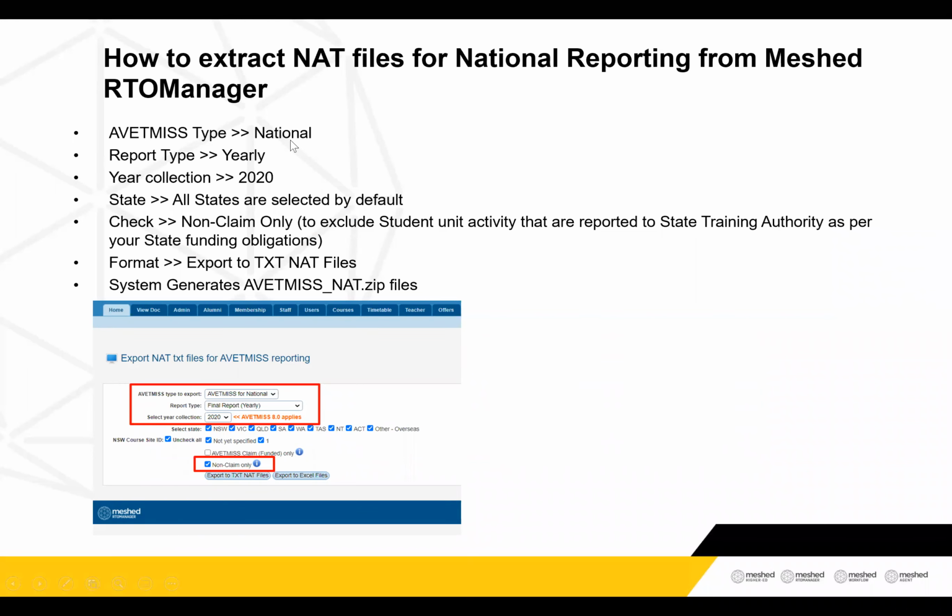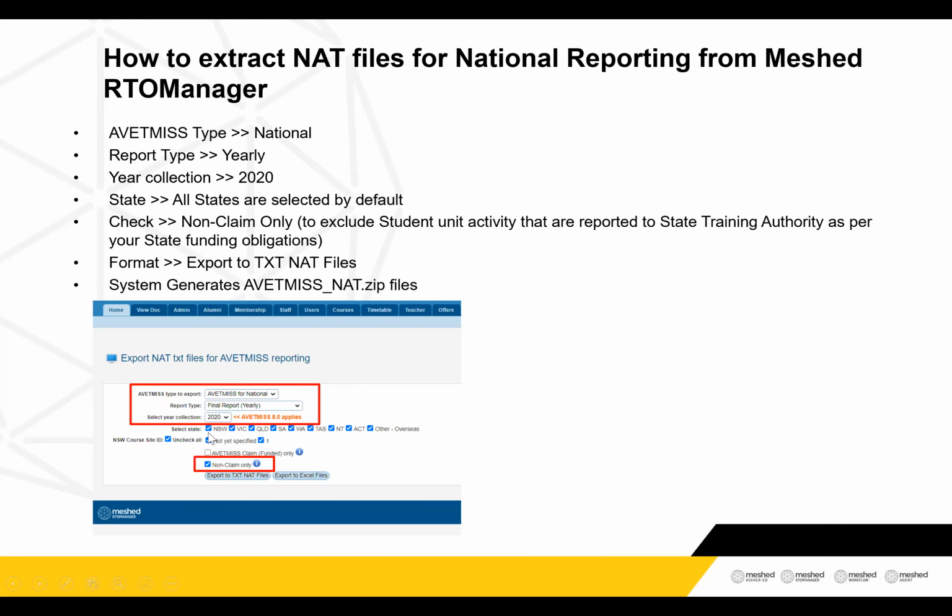So here, what you have to do, the important selection criteria is if you select the wrong type, then you will report the wrong data and you will have lots of errors, system will not accept. So in order to avoid that, you must select your national reporting as a type. Reporting year is yearly, collection year is 2020.